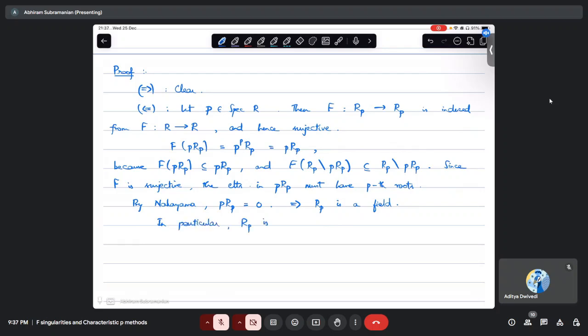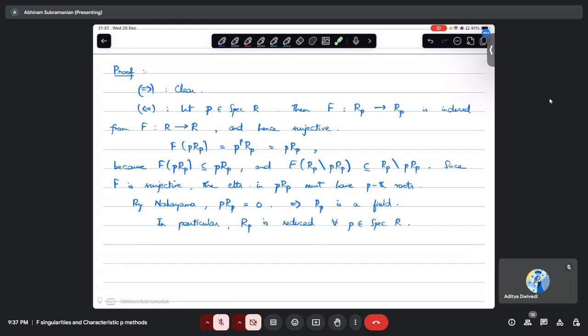So in particular, R_P is a field. Abhinav, yes, what is the capital M here? What is the module here? Here it's PR_P. PR_P is the maximal ideal. When you apply Nakayama in this situation, I'm applying the result for this module itself, PR_P.